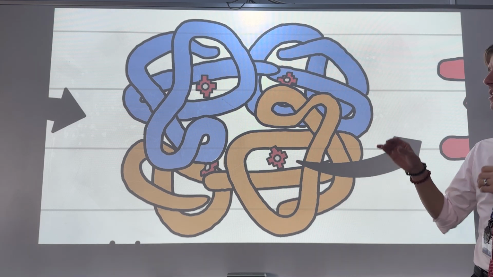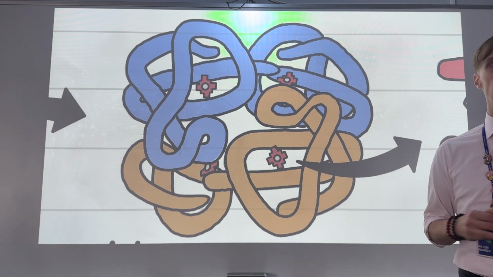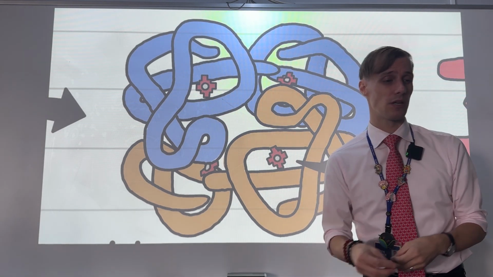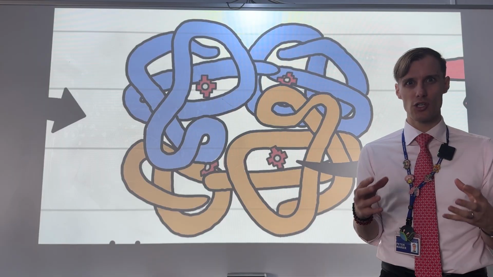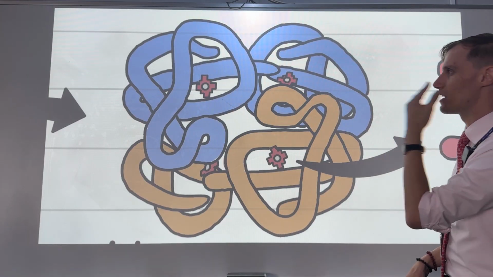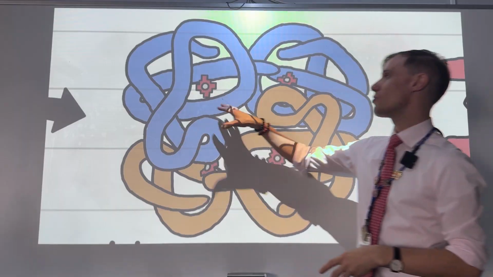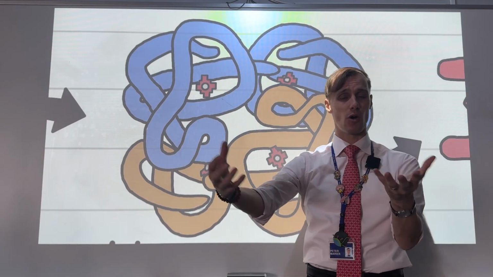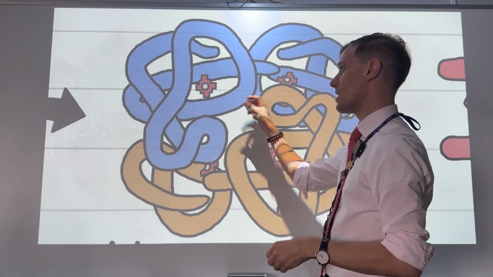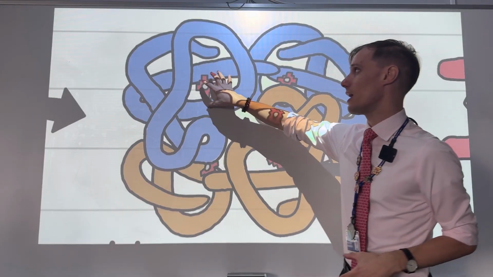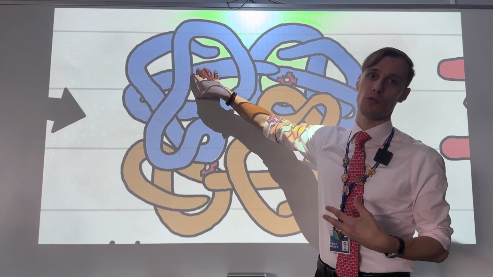However, I also said that it's not just a quaternary protein, it's a conjugated protein. So what do I mean when I say conjugated? Well, conjugated means that it's not just comprised of polypeptides, it also comprises a prosthetic or a non-protein group. And in this case, it's its namesake. It also contains a heme group.